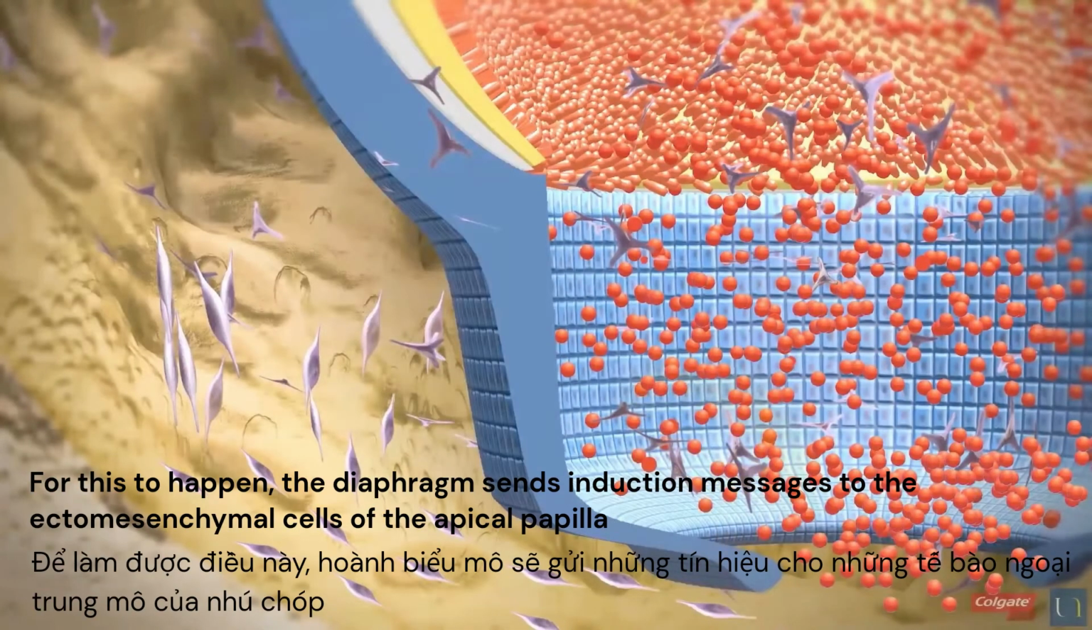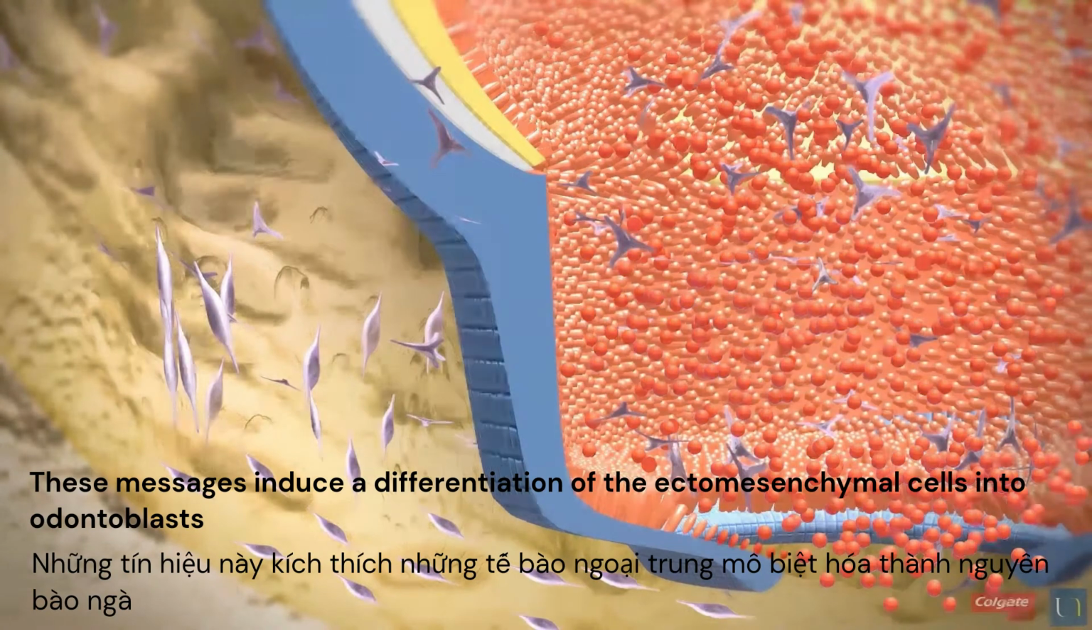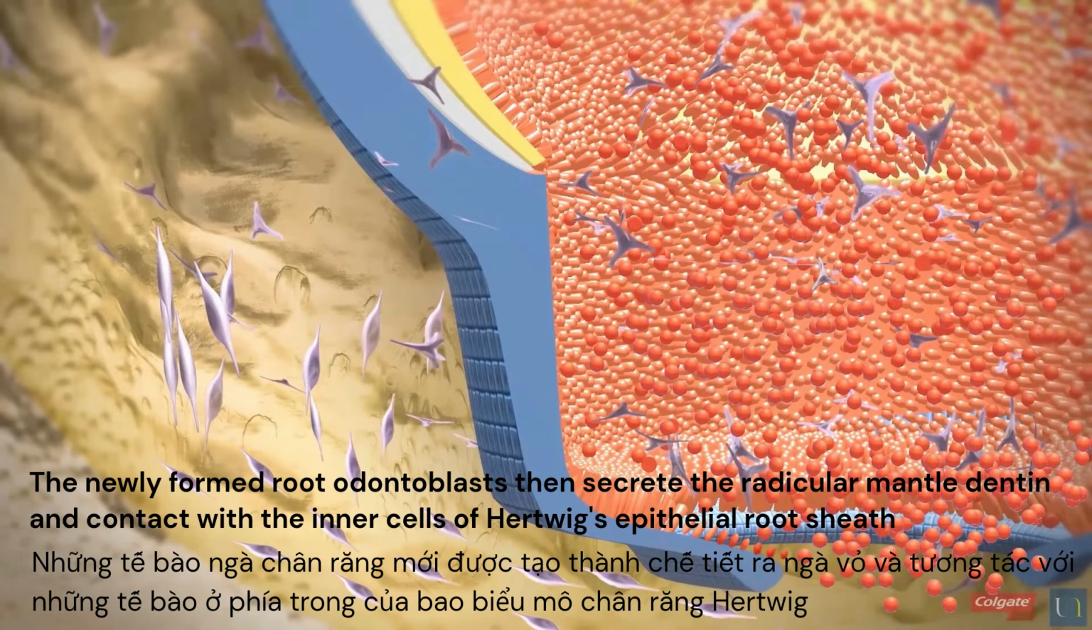For this to happen, the diaphragm sends induction messages to the ectomesenchymal cells of the apical papilla. These messages induce the differentiation of the ectomesenchymal cells into odontoblasts. The newly formed root odontoblasts then secrete the radicular mantle dentin in contact with the inner cells of Hertwig's epithelial root sheath.